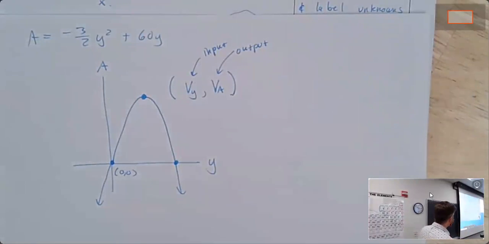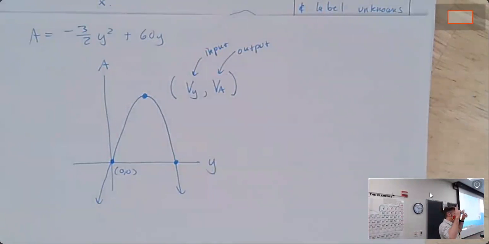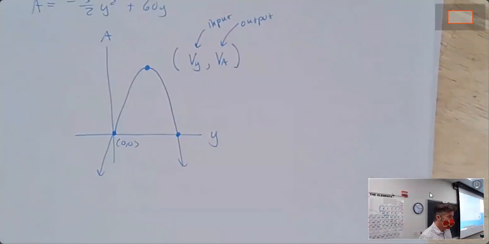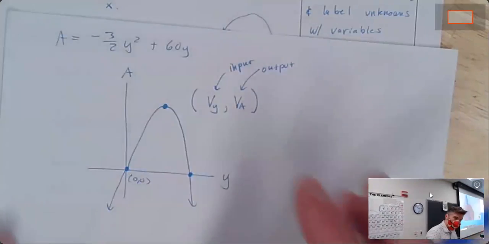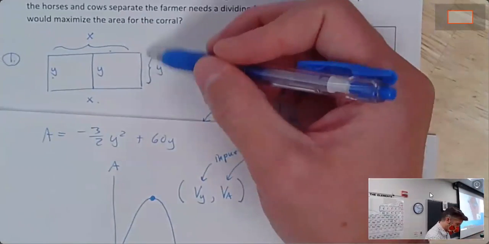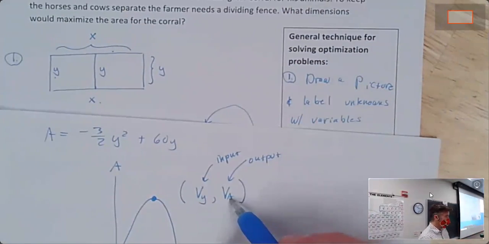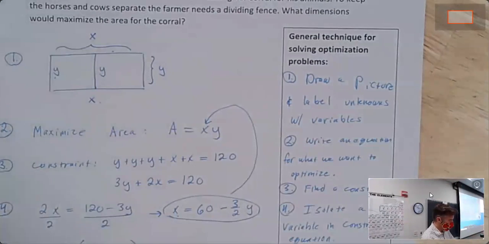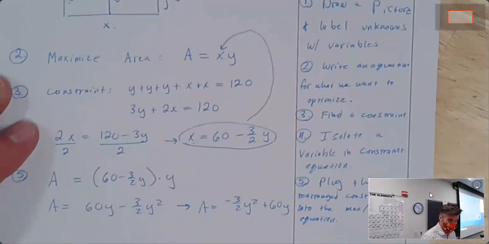So we're going to find the quote unquote x coordinate of the vertex, the input coordinate, the usual way. And then we're also going to find maybe the output coordinate. And those are going to represent what the y value is, so how long this part of the fence is, and what the area is. All right, so we'll come back to that a little bit. But I want to just kind of do the thing.